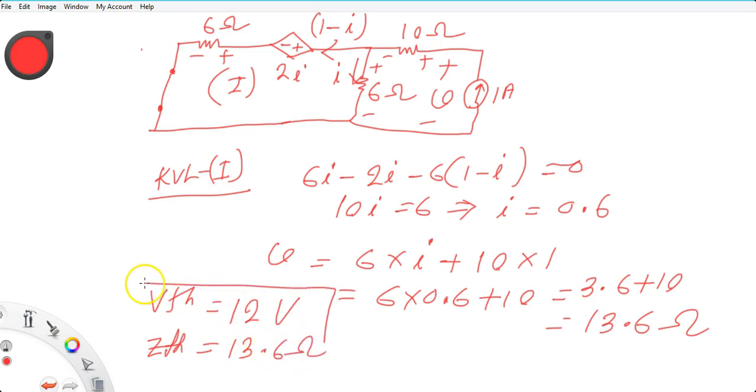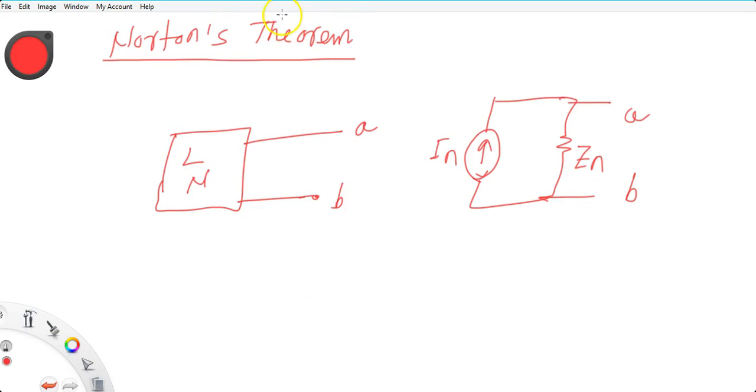Next, Norton's theorem. Norton's theorem states that a linear two-terminal network can be replaced by an equivalent circuit consisting of a current source IN in parallel with the impedance ZN, where IN is the short circuit current through the terminals and ZN is the impedance looking into the network from the terminals. It is the same as calculated in the case of Thevenin's theorem. So the only difference is that we need to find the short circuit current in Norton's theorem.